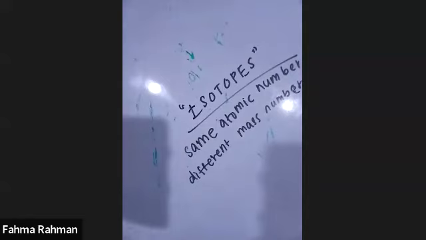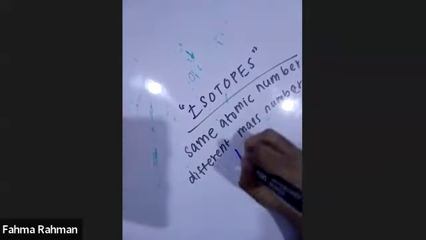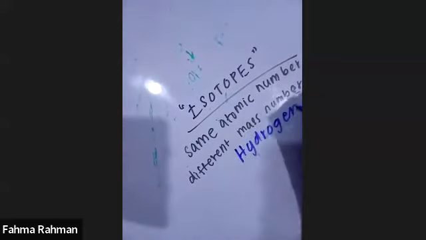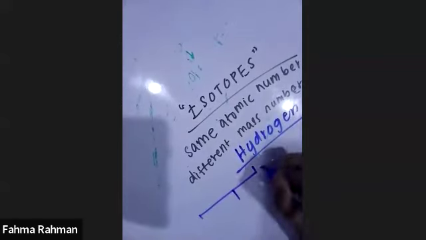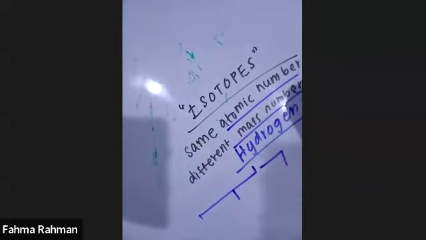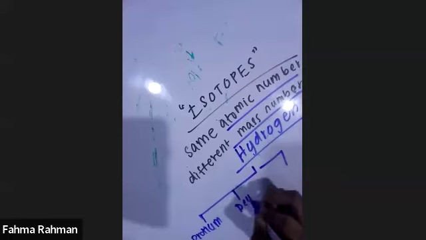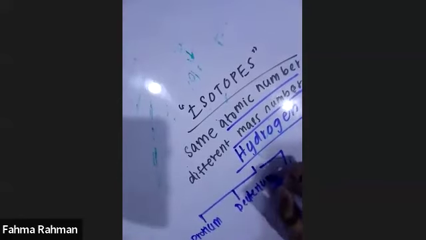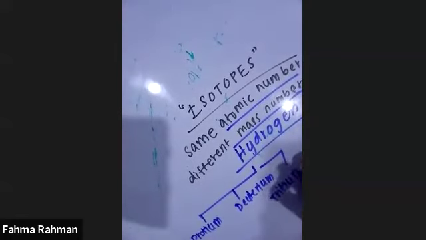In your syllabus, we will be studying only the isotopes of hydrogen. The hydrogen element has three isotopes. Isotopes mean the same atomic number, different mass number. Same atomic number means the number of protons cannot change, only the number of neutrons will change. So hydrogen has three isotopes named protium, deuterium, and tritium. These are the isotopes of hydrogen.